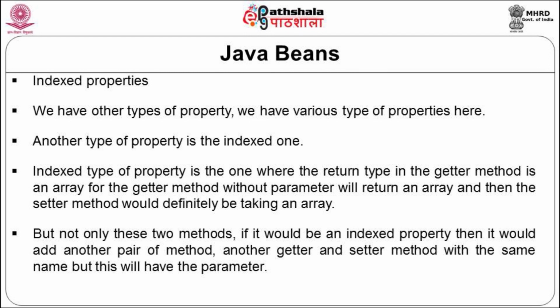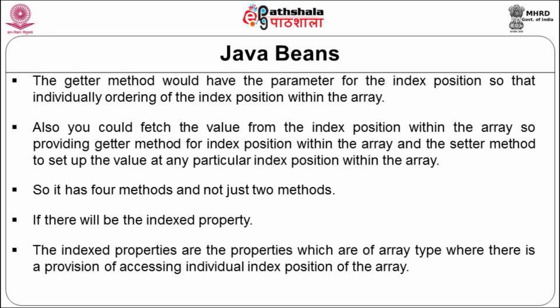The get method would have a parameter for the index position, so that individually on an index position within the array you could fetch the value. So, there is a getter method for an index value within an array and a setter method to set the value at any particular index position within the array. Fine. So, it is 4 methods, not just 2 methods, if it is an indexed property. Indexed properties are properties which are of array type, and where there is a provision for accessing individual index positions within the array, then the property is said to be an indexed property.